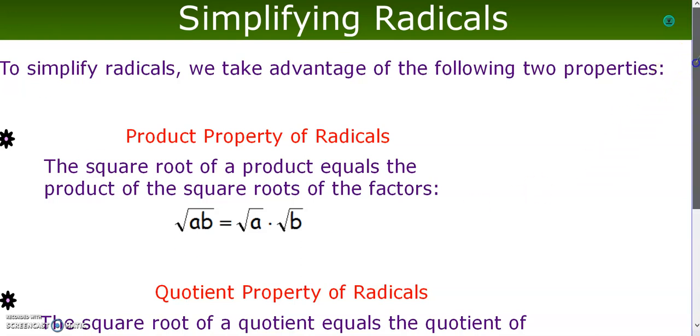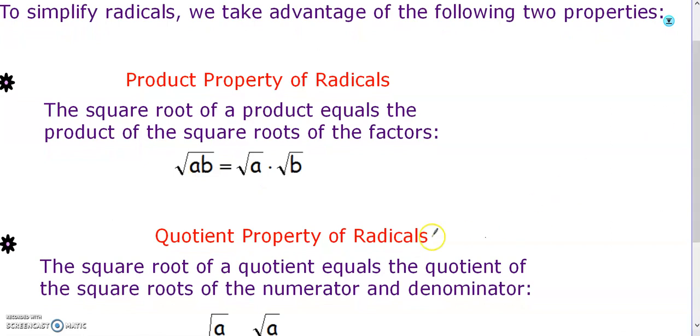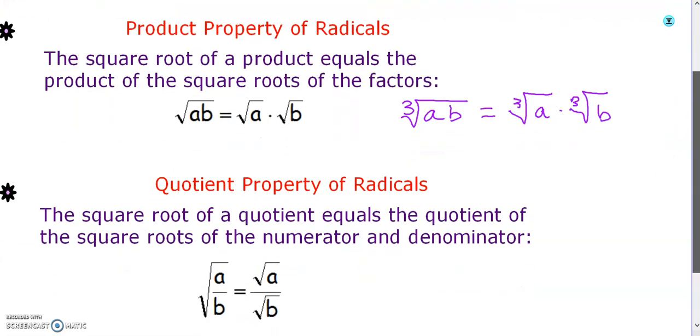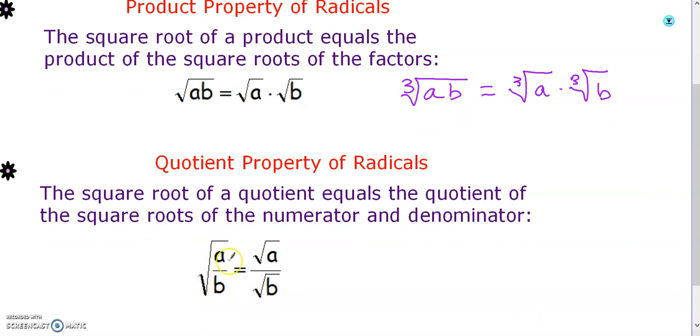We talked about the product property of radicals. If I have the square root of AB, then I can break it up into the square root of A times the square root of B. Same thing if it's a cube root. Let's say I have a cube root of AB. That's equal to the cube root of A times the cube root of B. We also have the quotient property of radicals. If I have a quotient under the radical, I can break it into 2 radicals, one on the top of the fraction and one on the bottom. So we use these 2 properties as we simplify.